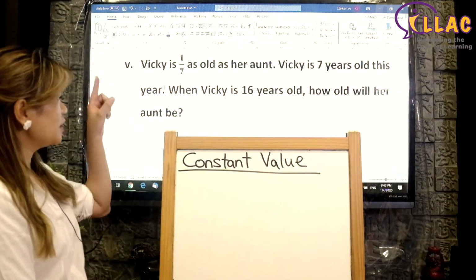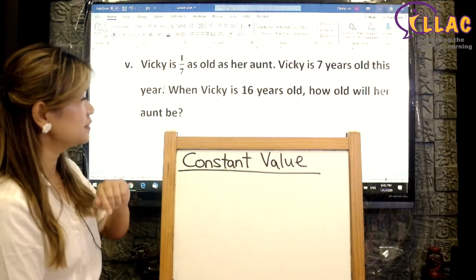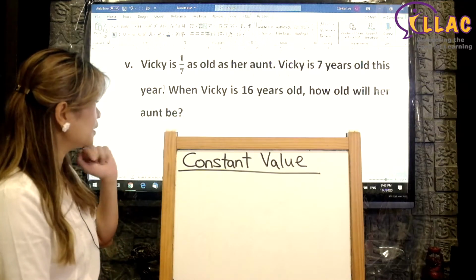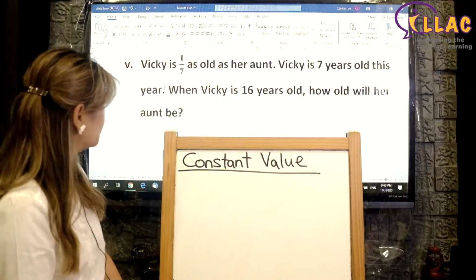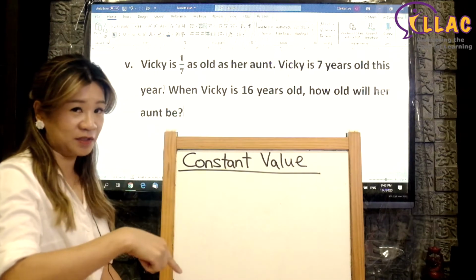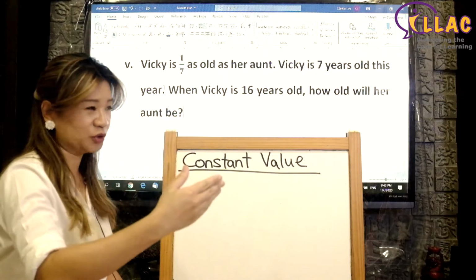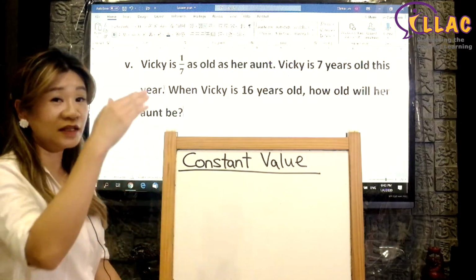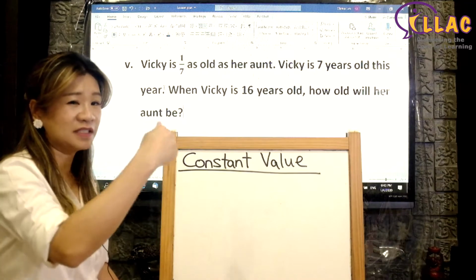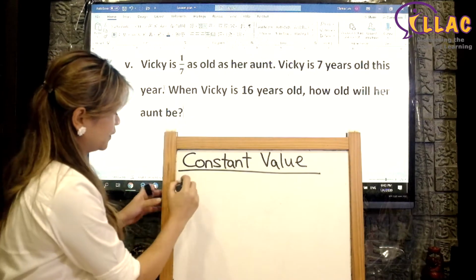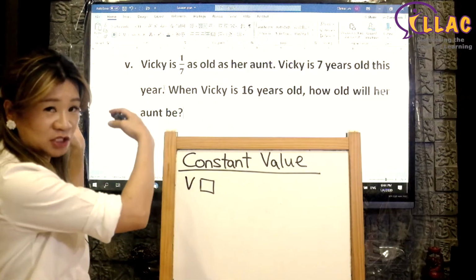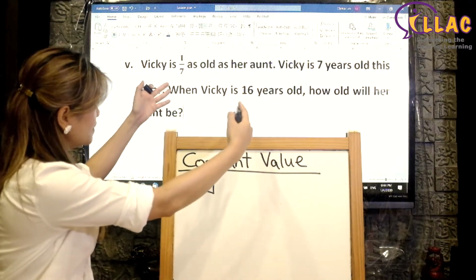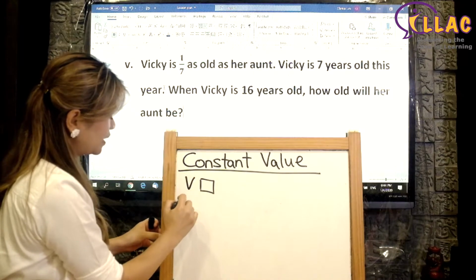Vicky is 1/7 as old as her aunt. Vicky is 7 years old this year. When Vicky is 16 years old, how old will her aunt be? Vicky is 1/7. So remind yourself or your children when you're doing this question, Vicky is 1/7. It means Vicky has 1 unit. The one that comes first is 1 unit. The numerator refers to the one that's mentioned in front. The one that's mentioned behind is 7 units. So the aunt is 7.